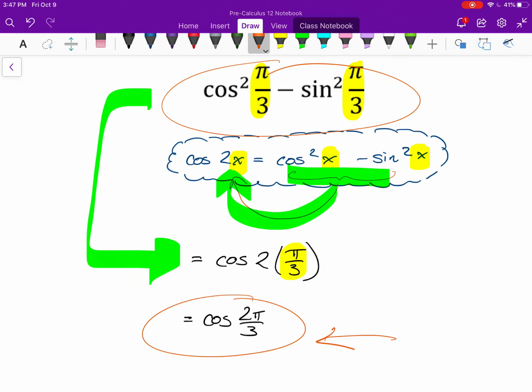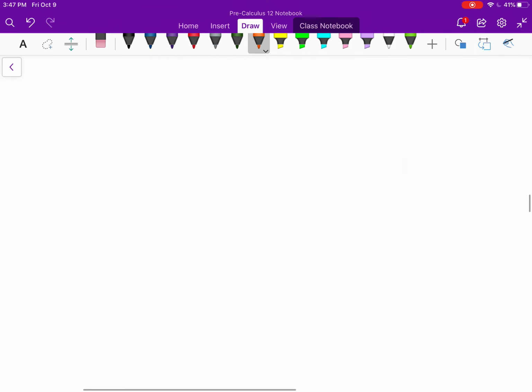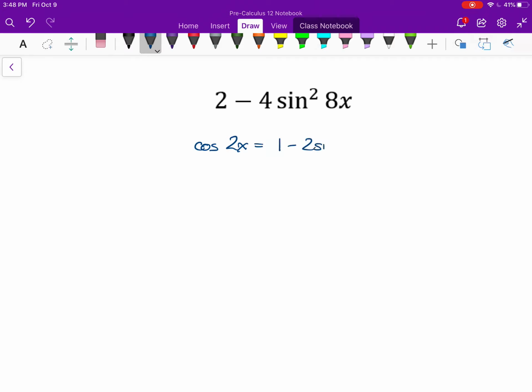Okay, and all these questions are like that. We have to somehow connect it back to one of the identities that we've seen today and write it into a different form. Okay, let's look at this one. 2 minus 4 sine squared of 8x. Okay, so what is this the same form as? This is similar to a different variation of the double angle identities for cosine. It's similar to this: the cos of 2x equals 1 minus 2 sine squared x.